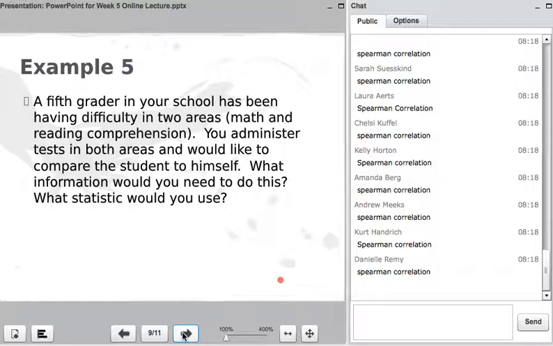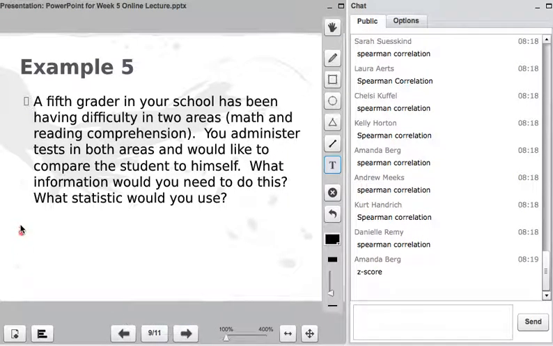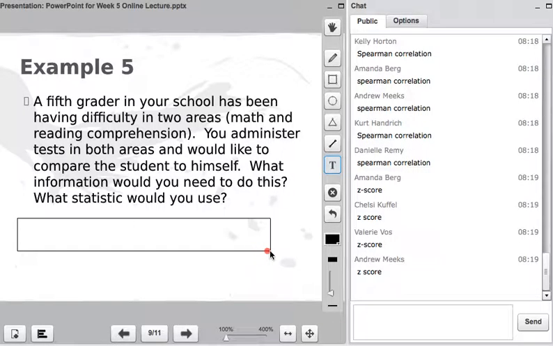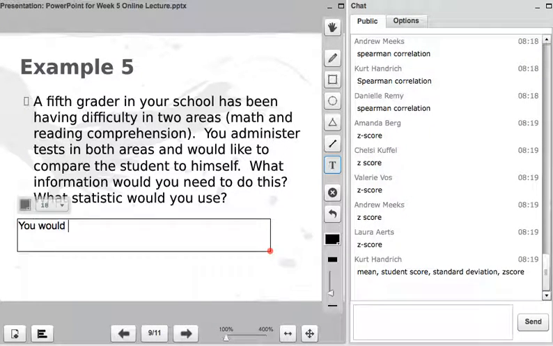Okay, a fifth grader has been having difficulty in two areas, math and reading. You administer tests in both areas and compare the student to himself. What information would you need to do this? What statistic would you use? Let's start with what statistic would you use? Okay, nice. So you would use a z-score.